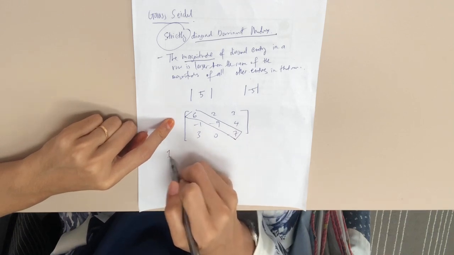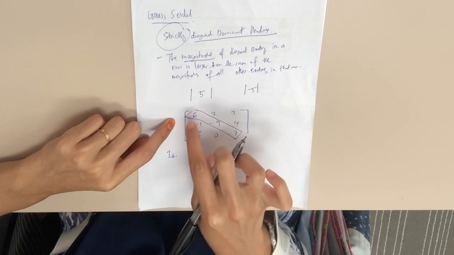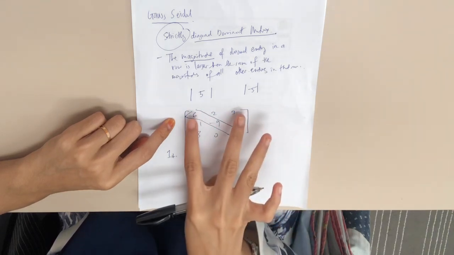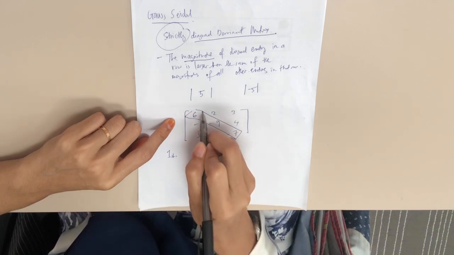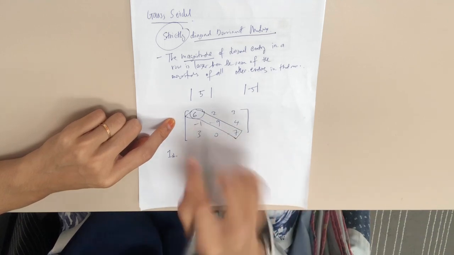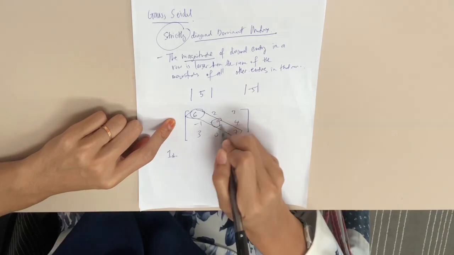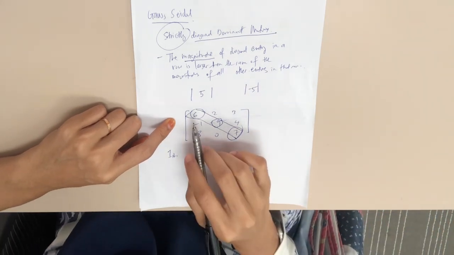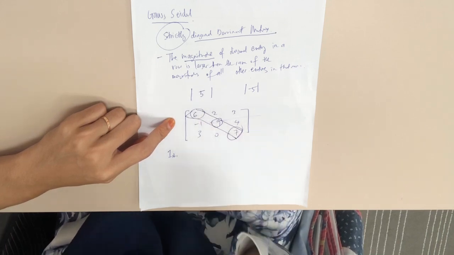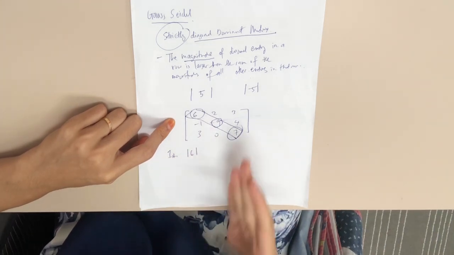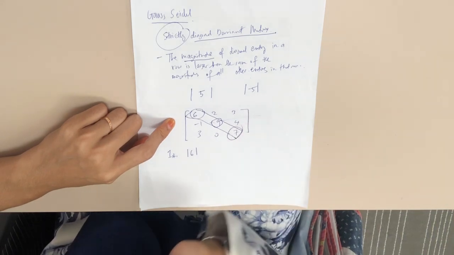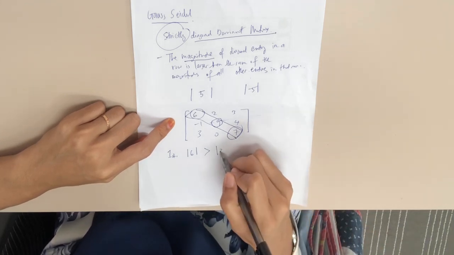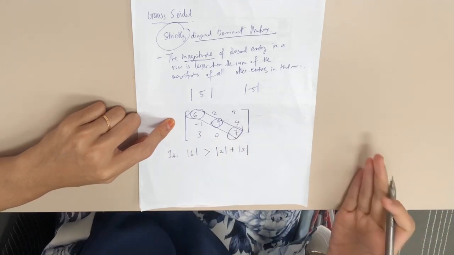So you look at the first row. This is the diagonal entry for the first row, this is the diagonal entry for the second row, and this is the diagonal entry for the third row. Looking at the first row, the magnitude of the diagonal entry, which is 6, in a row must be larger than the sum of the magnitudes of all the others in that row.